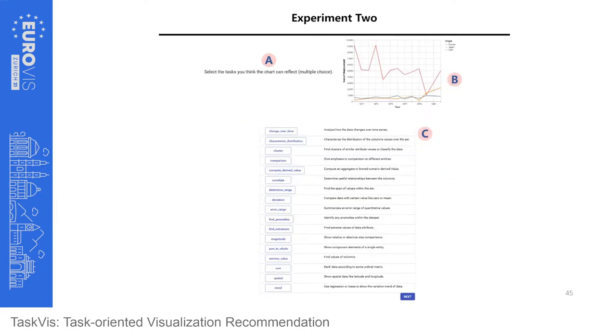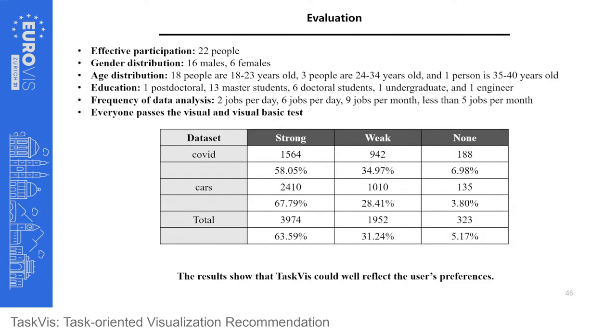In experiment 2, given a recommended chart, we required participants to select the tasks they think the chart can reflect by multi-choices. Finally, we received 22 valid answer sheets. The results show that TaskVis could well reflect the user's preference. Please refer to our paper and supplementary materials for more details.